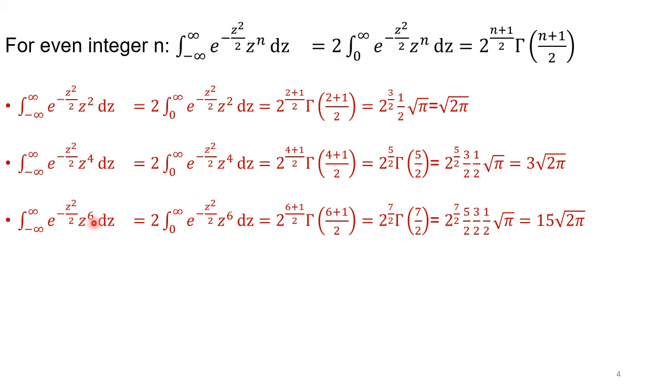And when n value is equal to 6, we have to substitute here 6. So 2 to the power (6 plus 1) by 2 gamma of 7 by 2. And when we simplify gamma of 7 by 2, it is 5 by 2 multiplied by 3 by 2 multiplied by half into root pi. That gives you 15 into root pi.